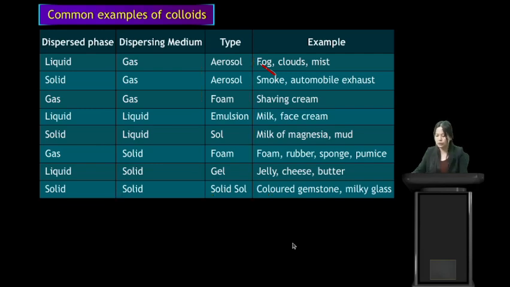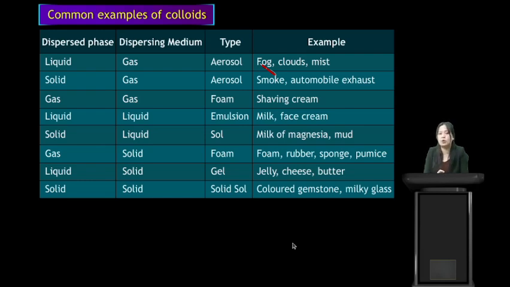Alright students, in today's class we have discussed the concentration of a solution and how to calculate the mass percentage. We have seen that if the solute is solid and the solvent is liquid, we use the formula mass of solute by mass of solvent into 100, and in the case of a liquid solute and liquid solvent, we will use volume of solute by volume of solution into 100.